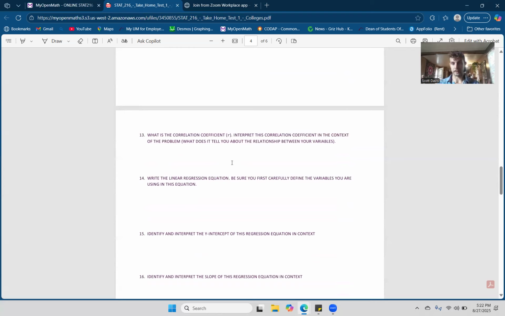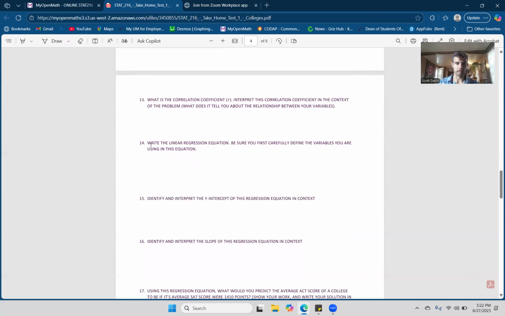There are other types of relationships. We are only interested in linear relationships in this section. So make sure that you mention that when we're interpreting our correlation coefficient and include the context of the problem.